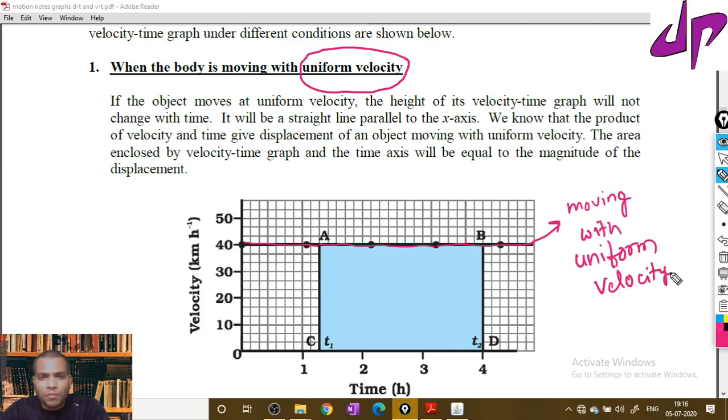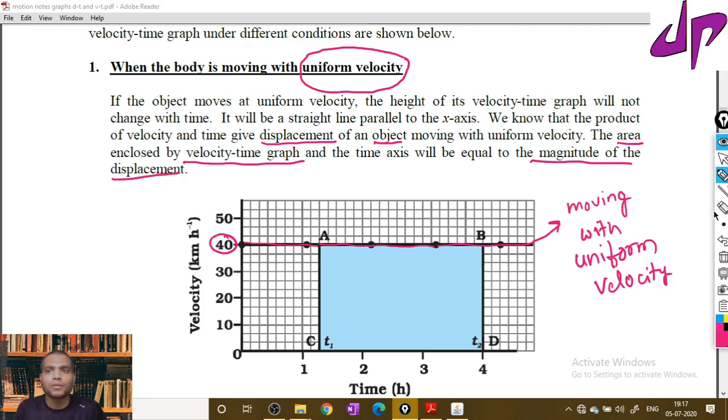What else can we calculate from this graph? From this graph we can calculate the displacement of the object. It means with this velocity and within this time, you can select any time, and find how much the object is displaced. To find the displacement, we need to calculate the area of the velocity time graph. This is the key point in this graph: the area of the velocity time graph is equal to the magnitude of the displacement.